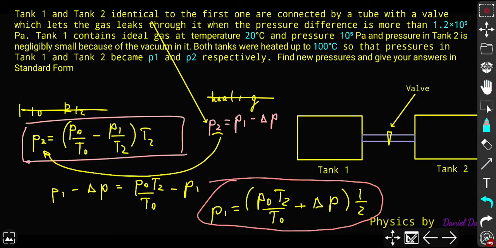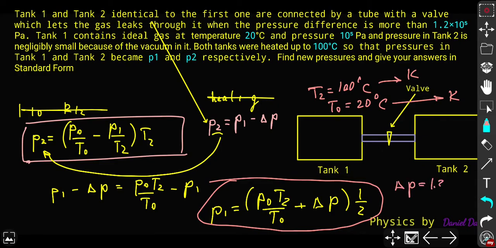Let's check. We're given P0, we're given T0 and T2. In our case, T2, they were heated up to 100 Celsius. So T0, the initial temperature, is going to be 20 degrees. Of course, you need to convert both into kelvins and SI units and just plug in. Our delta P is 1.2 times 10 to the power 5 pascals. Okay, and right now let's calculate.